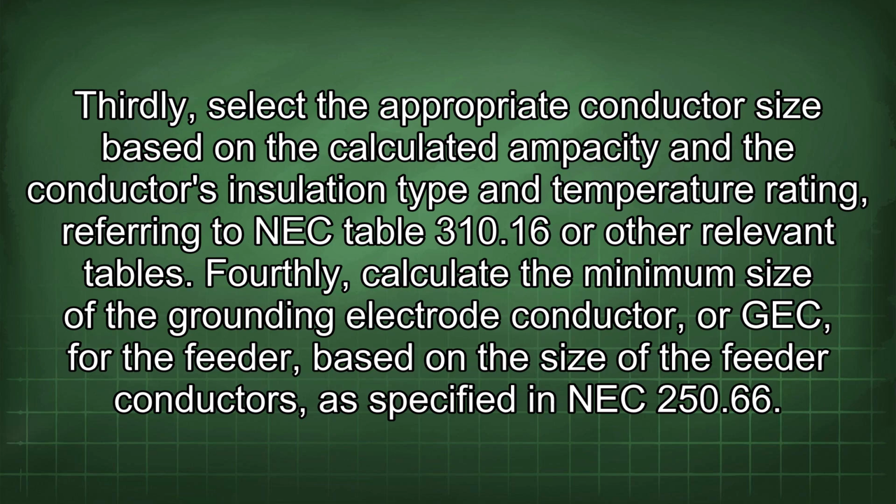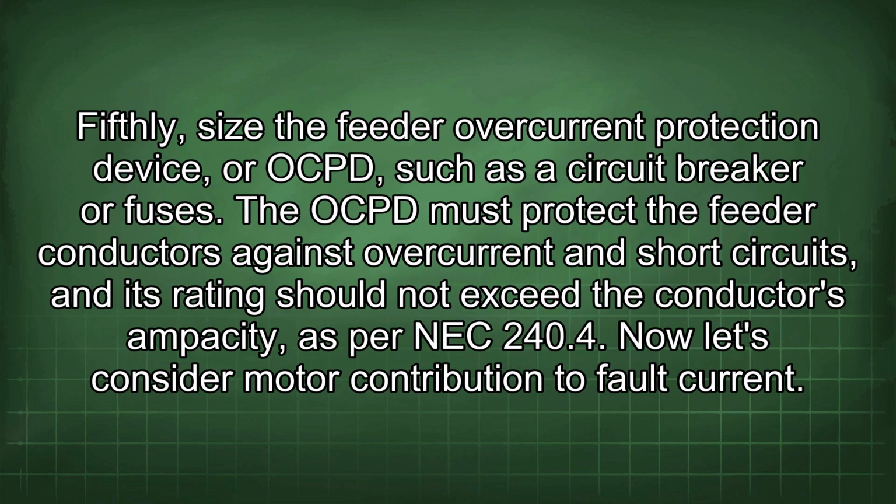Fourthly, calculate the minimum size of the grounding electrode conductor, or GEC, for the feeder, based on the size of the feeder conductors, as specified in NEC 250.66. Fifthly, size the feeder overcurrent protection device, or OCPD, such as a circuit breaker or fuses. The OCPD must protect the feeder conductors against overcurrent and short circuits, and its rating should not exceed the conductor's ampacity, as per NEC 240.4.